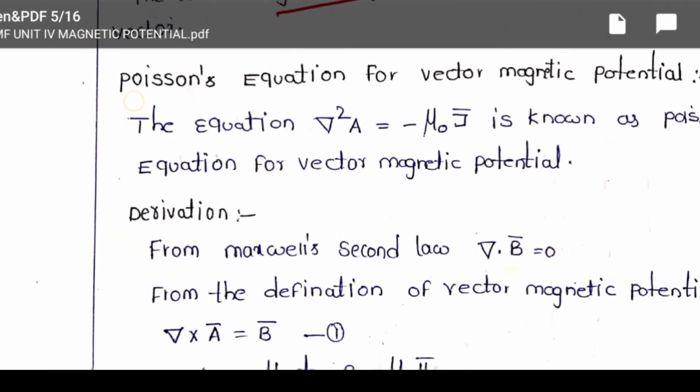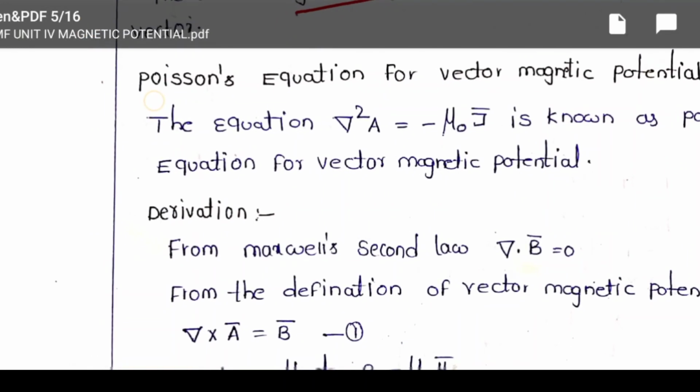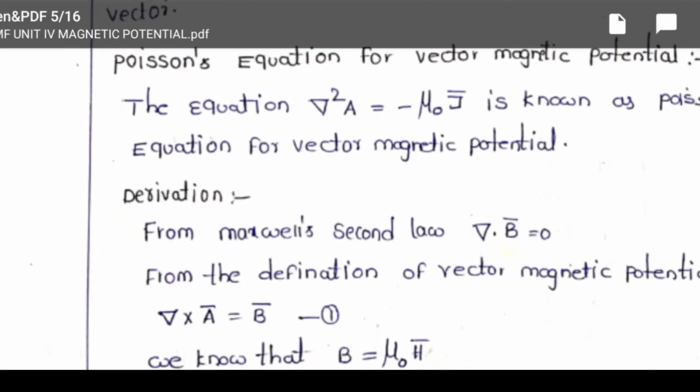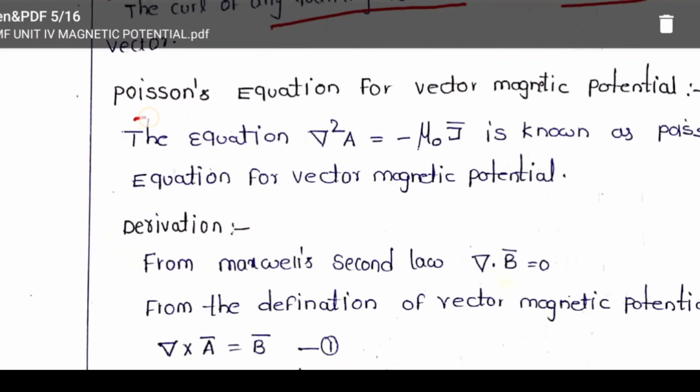Now another topic, Poisson's equation for the vector magnetic field. That is very important. Write the Poisson's equations for magnetic field; they will ask questions like that. In vector algebra, a vector can be fully defined if its curl and divergence are defined.